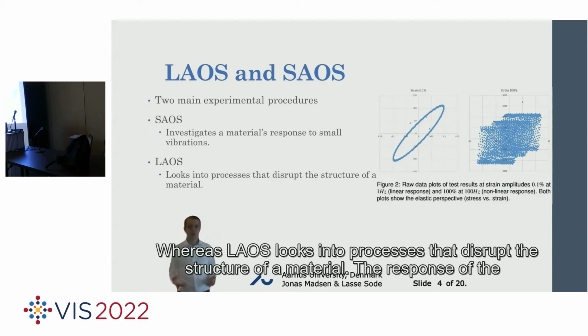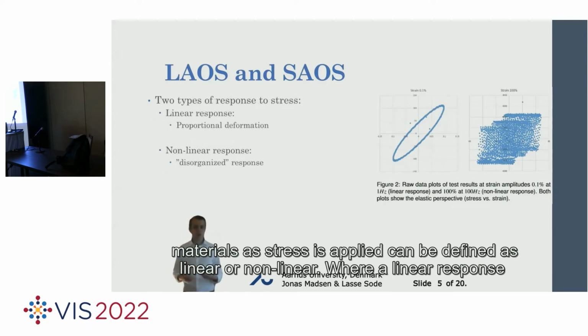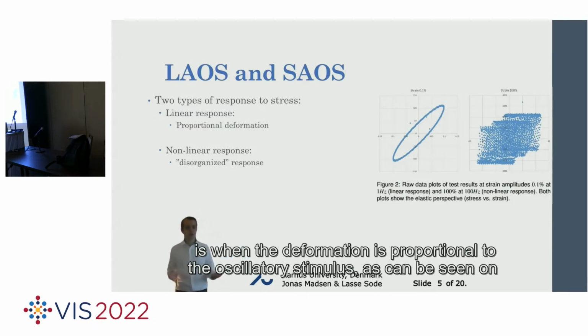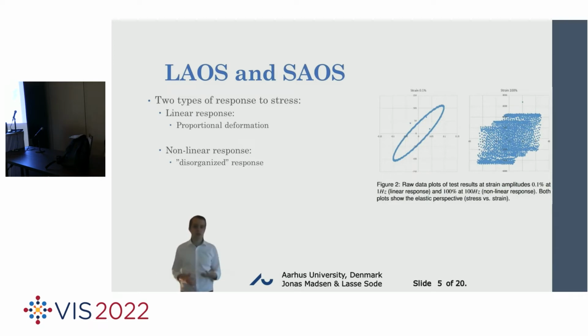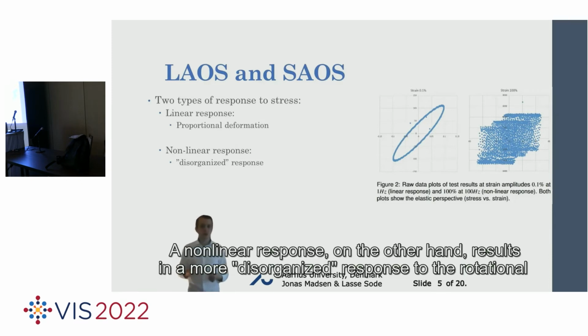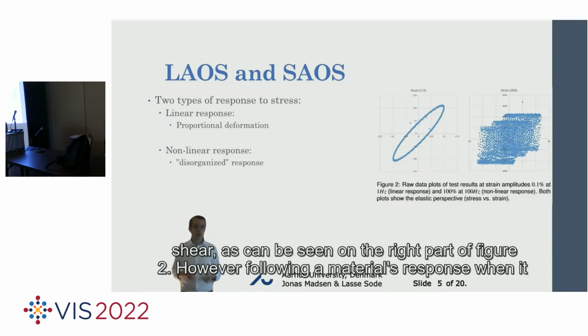The response of the materials as stress is applied can be defined as linear or nonlinear, where a linear response is when the deformation is proportional to the oscillatory stimulus, as can be seen on the elliptical shape depicted in Figure 2. Here we see that as the strain increases, so does the stress. A nonlinear response, on the other hand, results in a more disorganized response to the rotational shear, as can be seen on the right part of Figure 2.